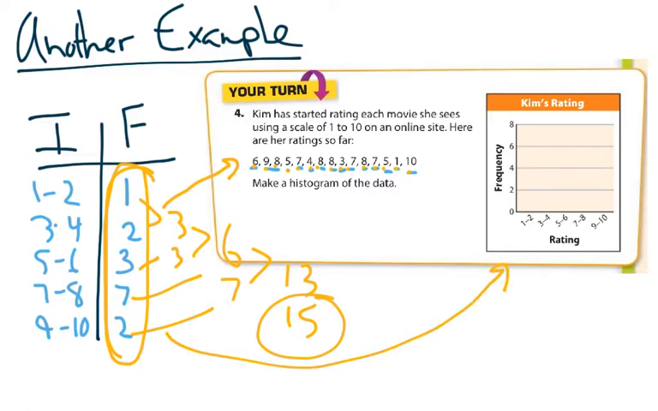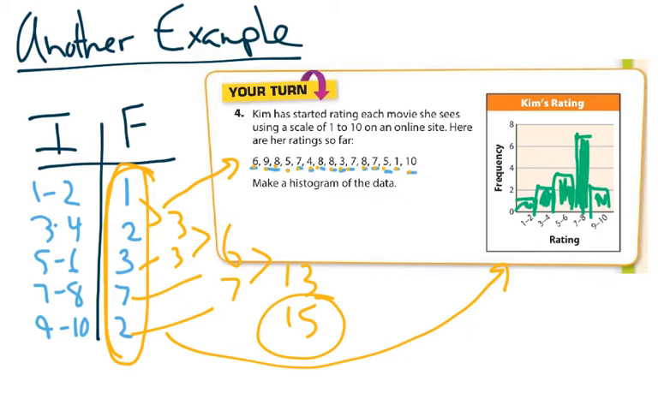And so in the range 1 to 2, that happened once. So that's going to be right about there. 3 to 4, that happened twice. So that's going to go here. 5 to 6 happened 3 times, so halfway. 7 to 8 happened 7 times, so right about there. And we want these ideally to be touching. It's okay if it's a little off. And 9 to 10 happened 2 times. So there we go. We have our histogram right there.